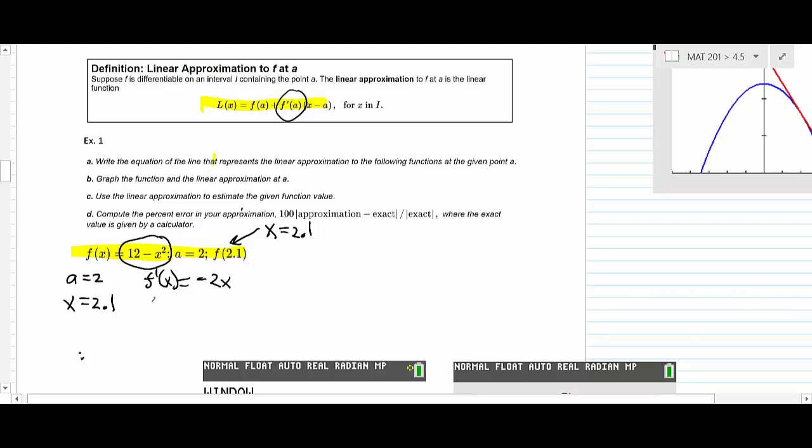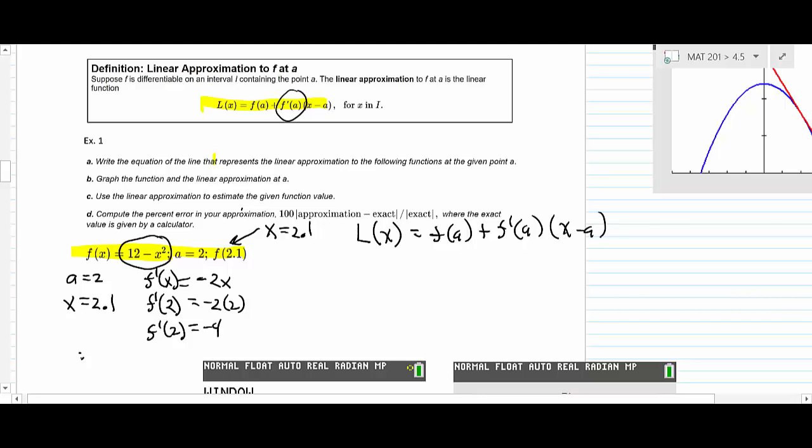Now we need to do f prime of a, so a is 2. That's going to be negative 2 times 2. So f prime of 2 is going to be negative 4. Okay, so we have that. Now we have everything that we need to know in the problem. Let's write down the formula. We're doing L of x is equal to f of a plus f prime of a times x minus a.